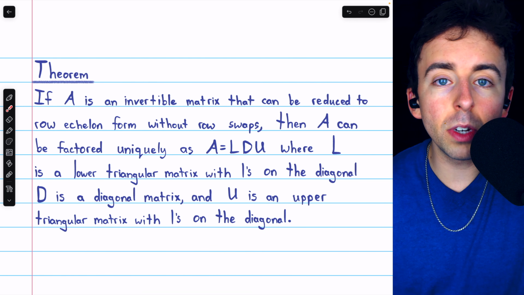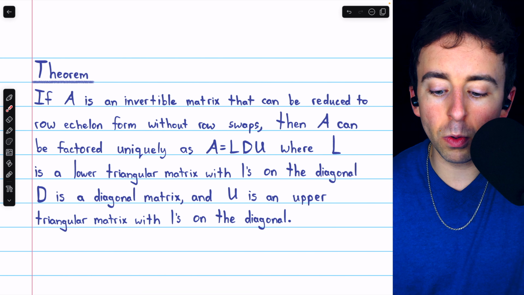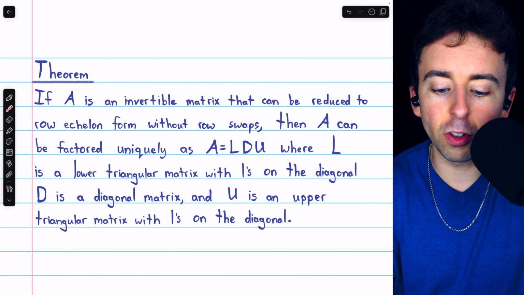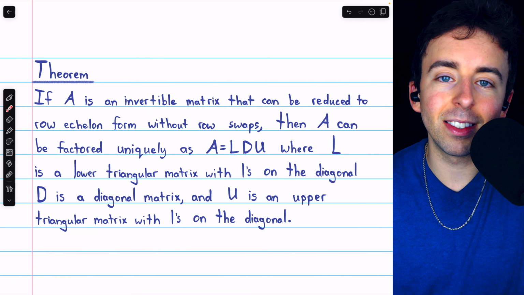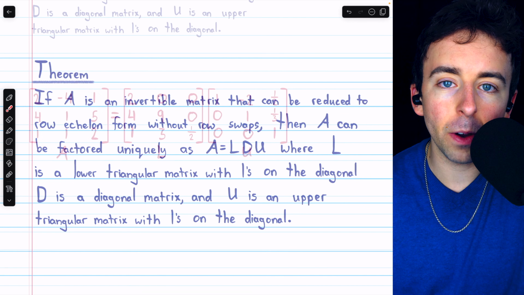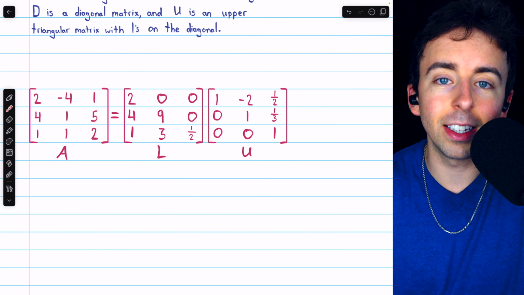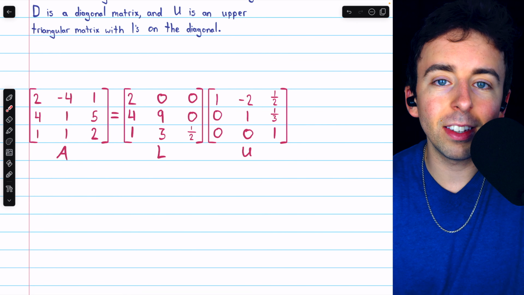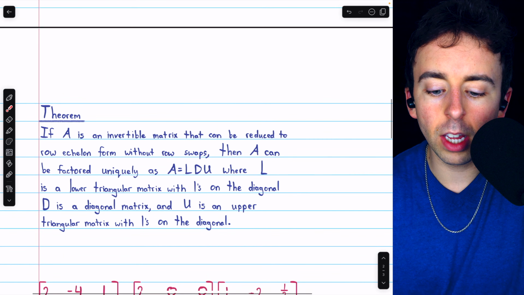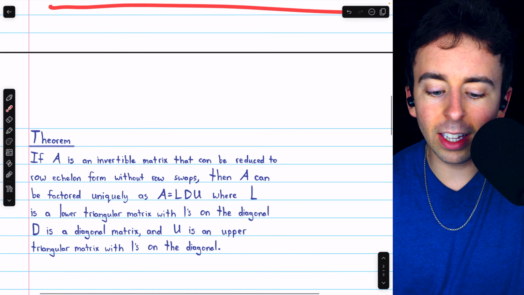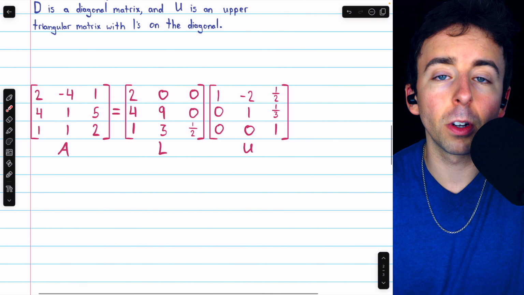So just like with LU decompositions, it needs to be reducible without swapping rows, but then there's the additional condition that it needs to be invertible, which means that the diagonal entries will be non-zero. So here's a matrix A whose LU decomposition we've previously constructed. In order to turn this into an LDU decomposition, we just have to follow the instructions of this formula. I'll let you give it a try before I put the answer on screen.